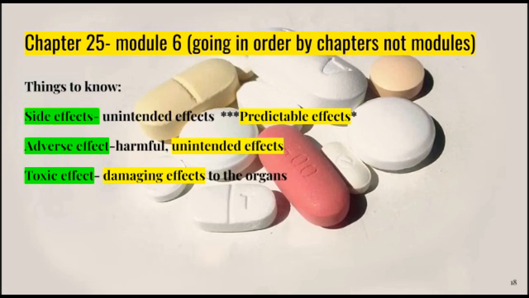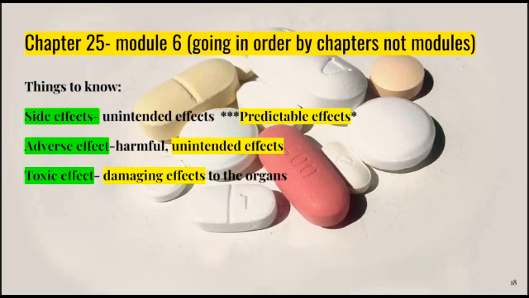All right, things to know. Side effects. Remember, they are unintended but predictable effects. Adverse effects are actually unintended effects. Toxic effects are damaging effects to the organ. So anything that's a side effect, you already know it's going to happen. So if a person takes an opiate, you know that blood pressure is going to go down.